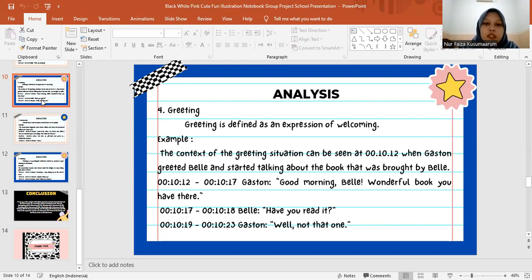The fourth, greeting. Greeting is defined as an expression of welcoming. For the example, the context of the greeting situation can be seen at 10 minutes when Gaston greeted Belle and started talking about the book that was brought by Belle. Analysis from the conversation, we can see that Gaston greeted Belle with "Good morning, Belle."